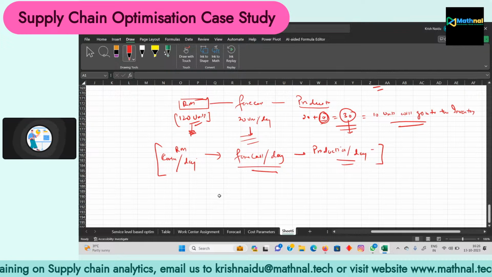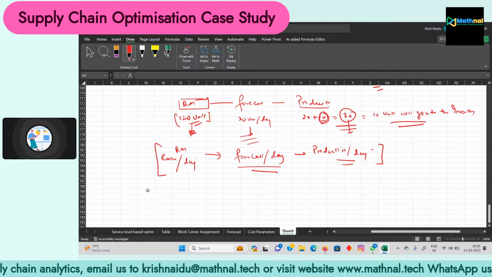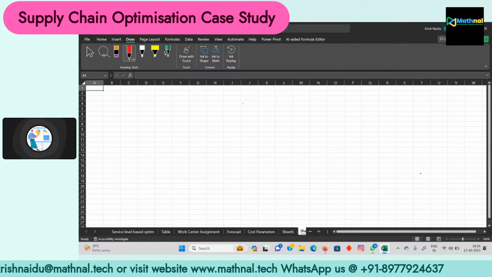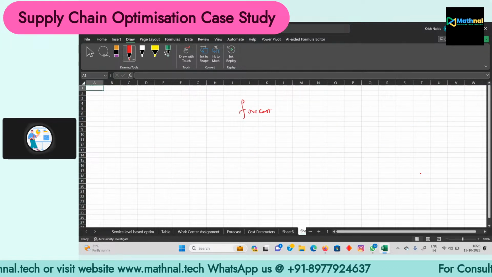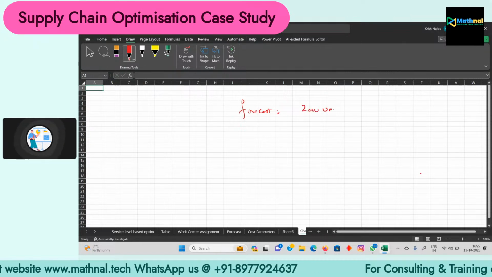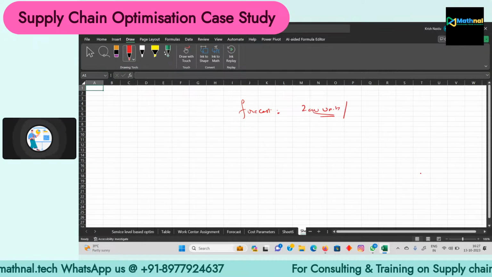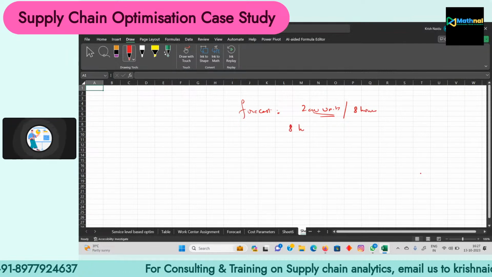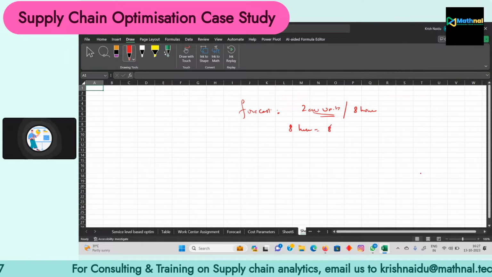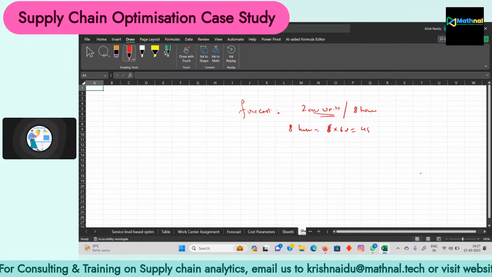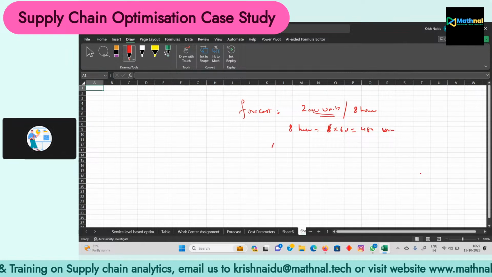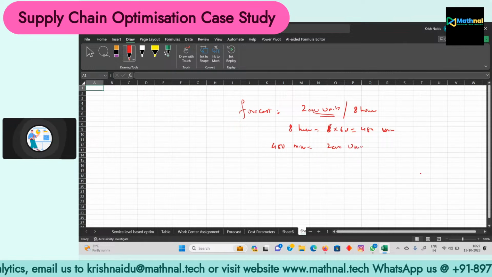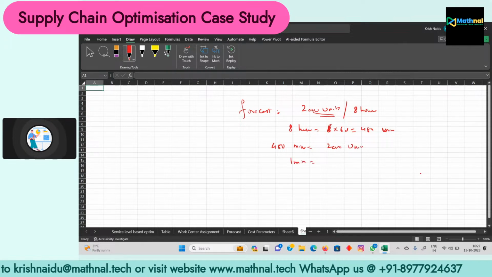So now let's move into the inputs and outputs, other inputs and other outputs. For example, your forecast is 2000 units, which we had in a shift. Suppose we have a shift of 8 hours, right? So 8 hours is equal to 8 into 60, 480 minutes. So in 480 minutes, you need to produce 2000 units. That's the forecast. In 1 minute, how much do you have to produce?